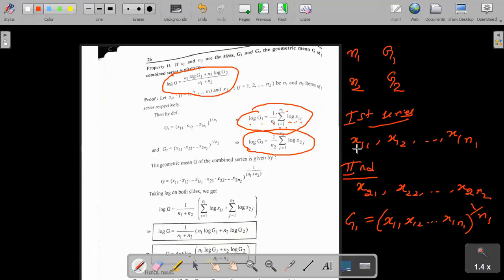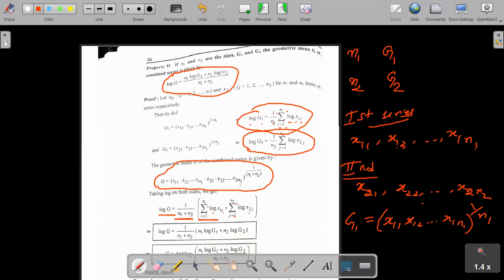Now in the combined series, which terms have come: x11, x12, x1n1, then x21, x22, x2n2. So if I find the combined geometric mean, what will g be? G will be the product of all the quantities to the power of 1 over the total count, so 1 over n1 plus n2. Again let us take log on both sides. So log g will become 1 over n1 plus n2 coming down and the sum of all these quantities, log of x1i plus log of x2j, where i is from 1 to n1 and j is from 1 to n2.